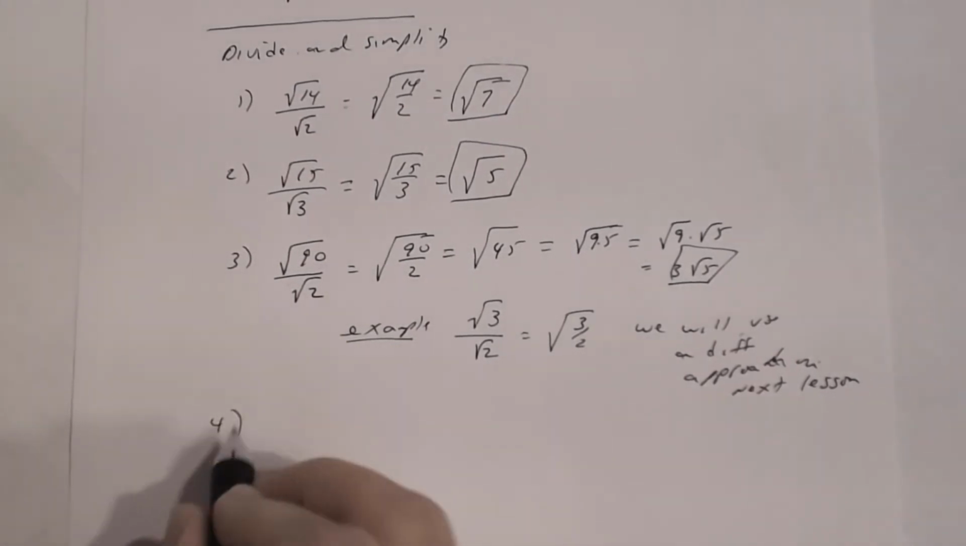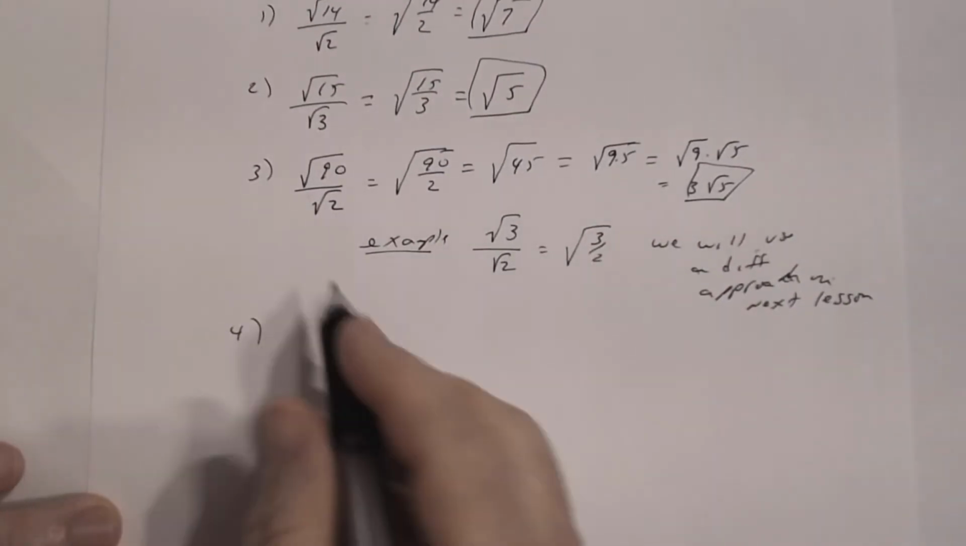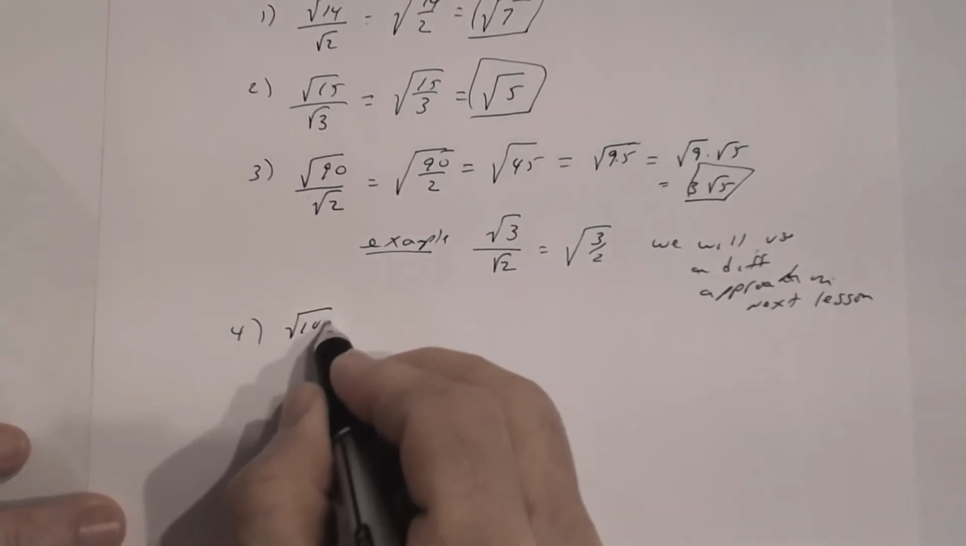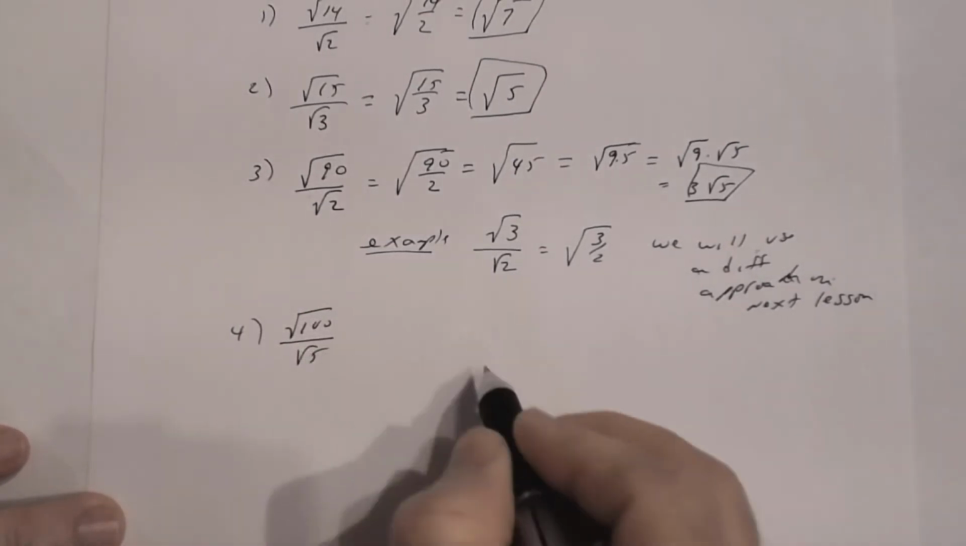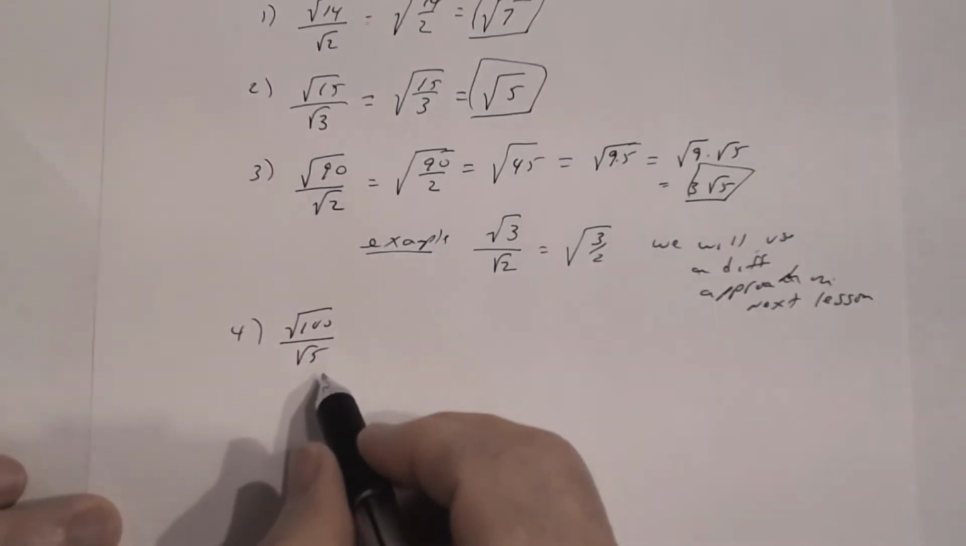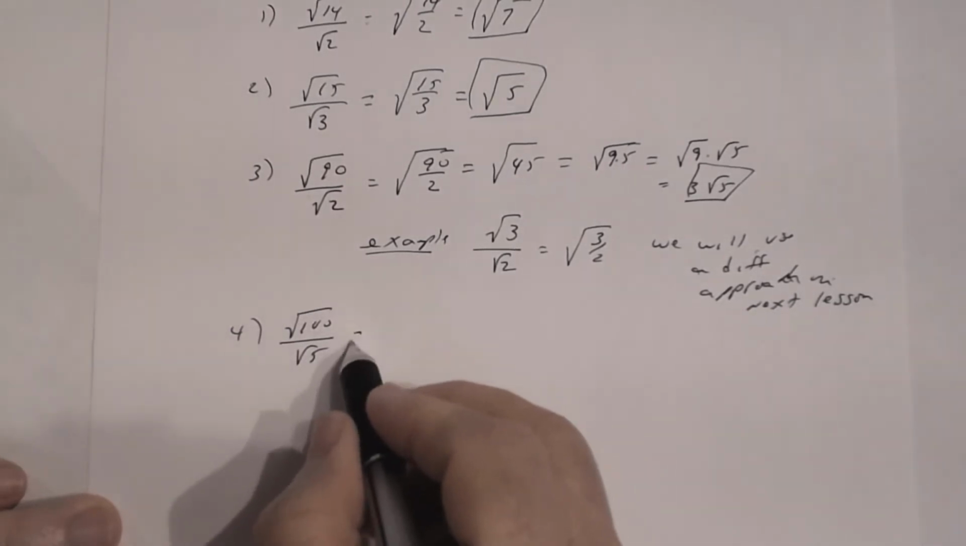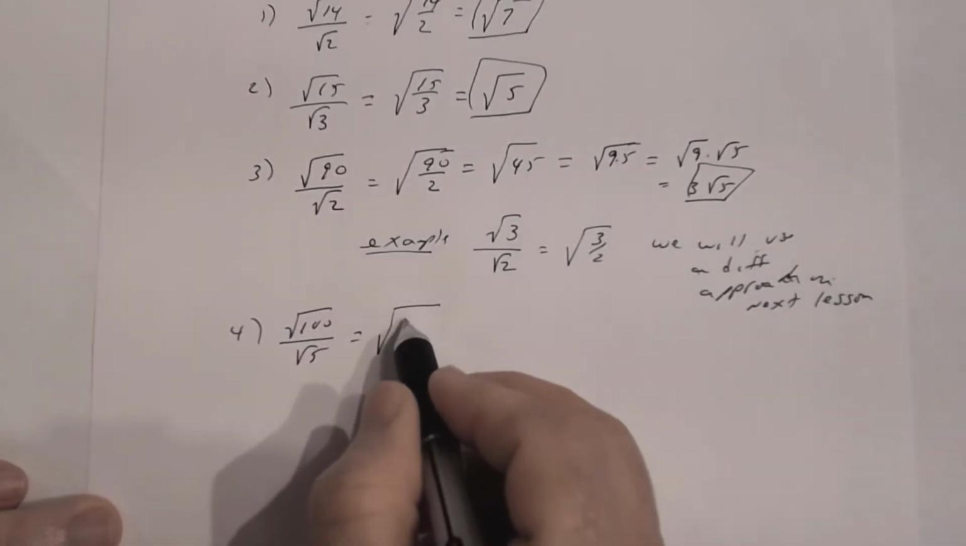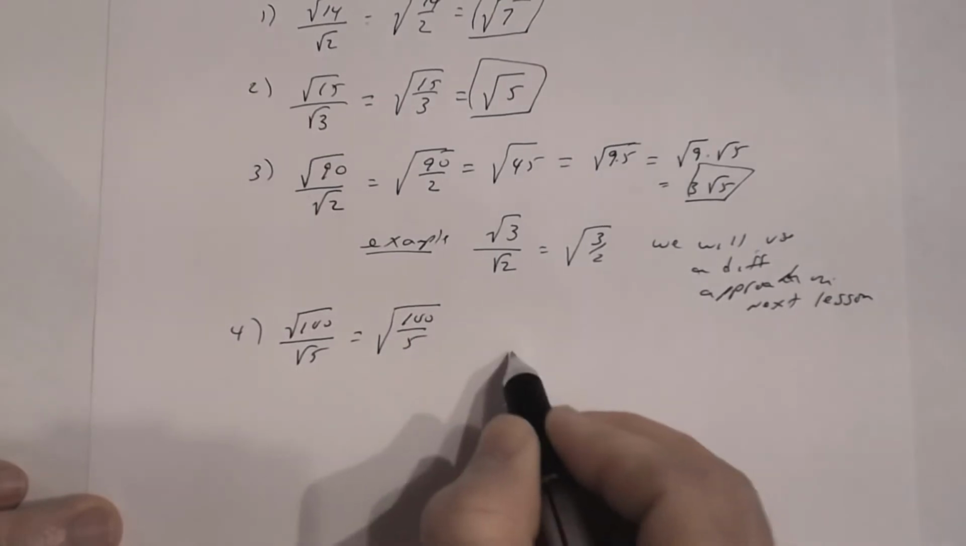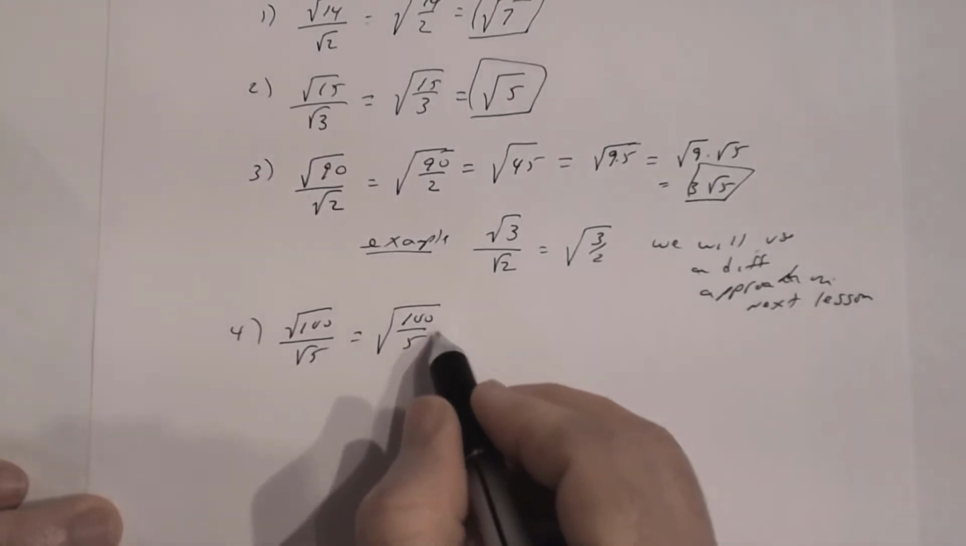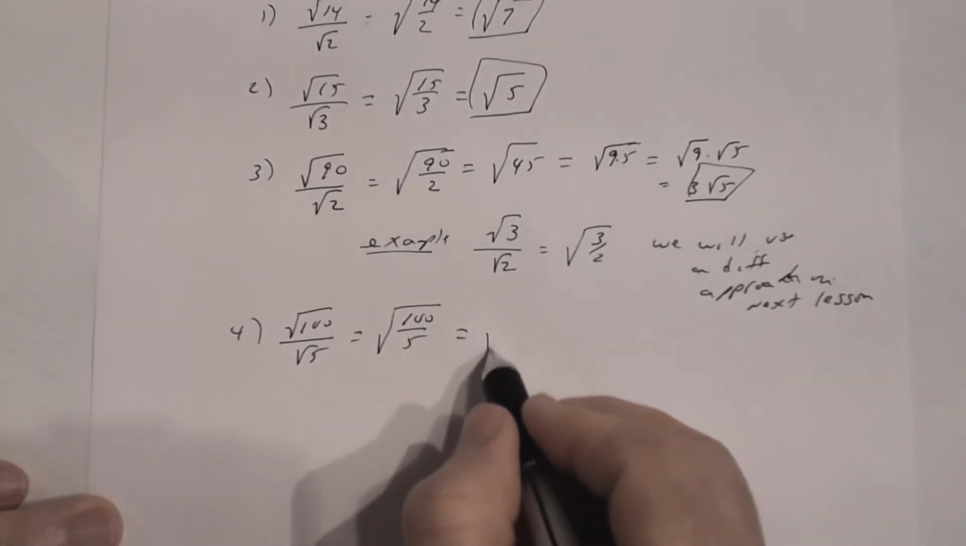All right, so number 4, we have the square root of 100 divided by the square root of 5. So notice 100 is divisible by 5, right? So let's go ahead and use the quotient rule. So with the quotient rule, I get 100 divided by 5, and so 100 divided by 5 is 20, so I get the square root of 20.